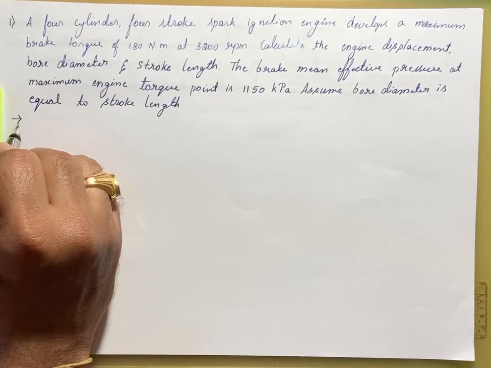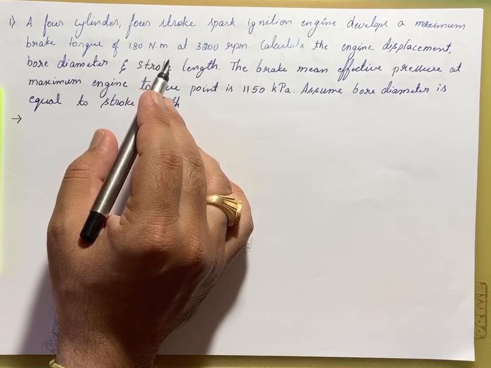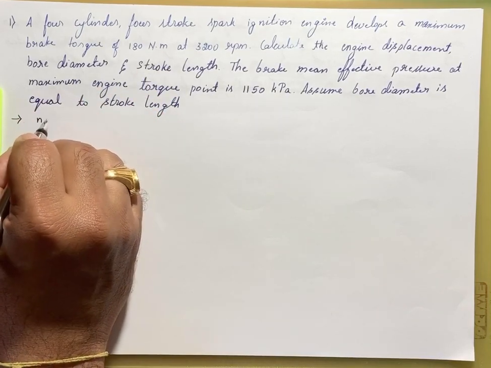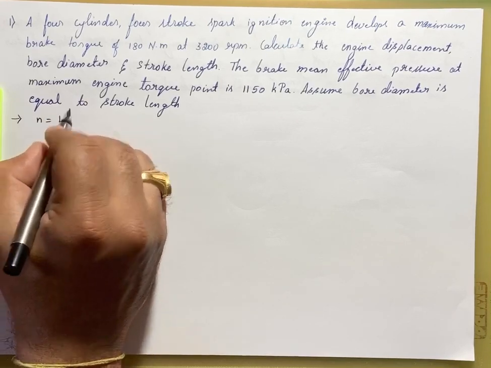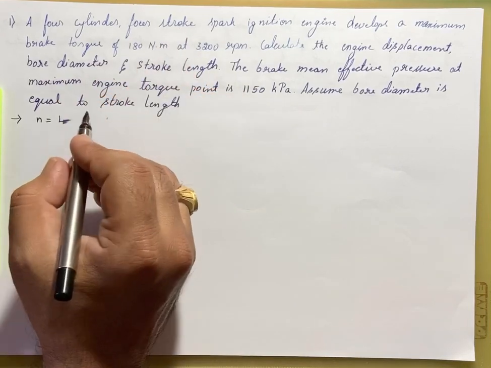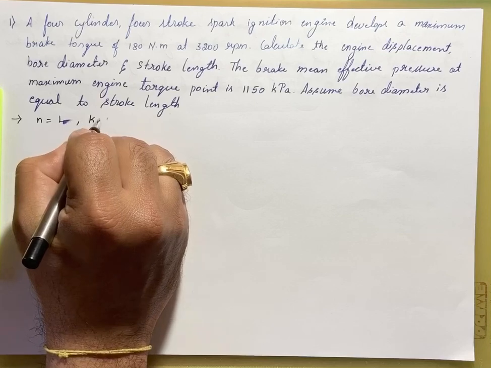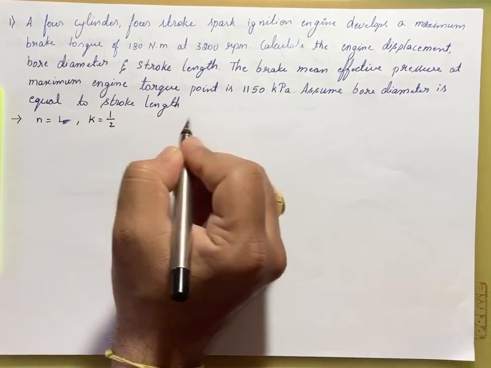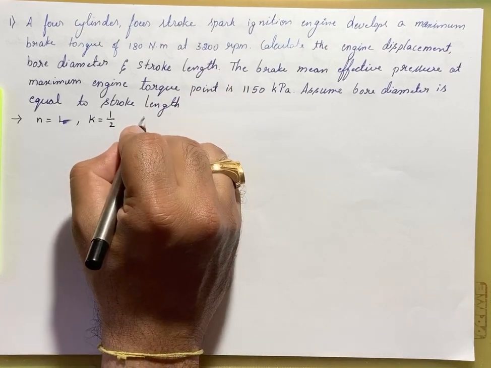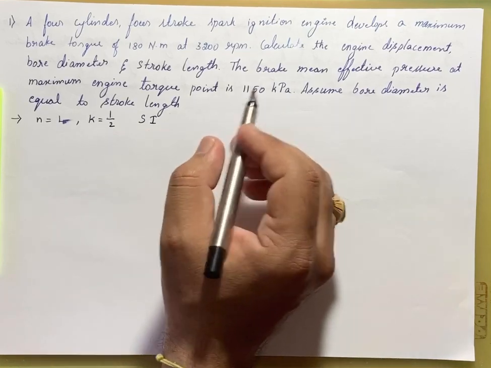Always remember, when he has given the number of cylinders and which type of stroke, you need to write first n. Small letter n is equal to 4, because he has given 4 cylinders. Now 4 stroke means K, you need to write here, K is equal to half, because it is a 4-stroke SI engine, and you need to represent which type of engine. Spark ignition, that is a petrol engine here, right?